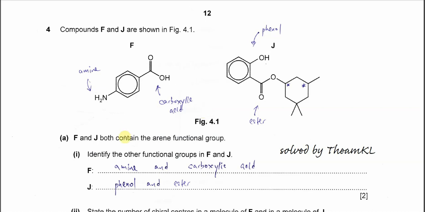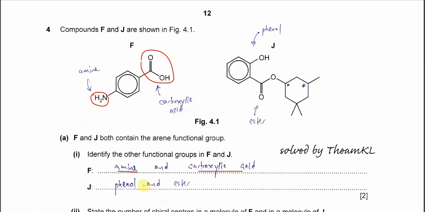Question 4, Part A. F and J both contain the arene functional group. Part 1. Identify the other functional groups in F and J. In F, we can see amine groups here, NH2, and carboxylic acid. So in this compound F, it has this amine and carboxylic acid.